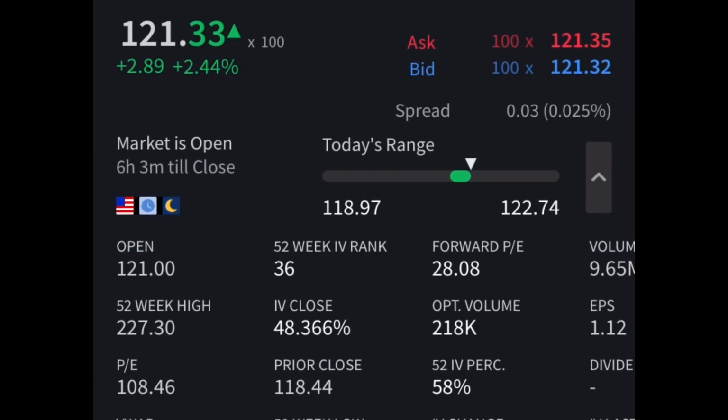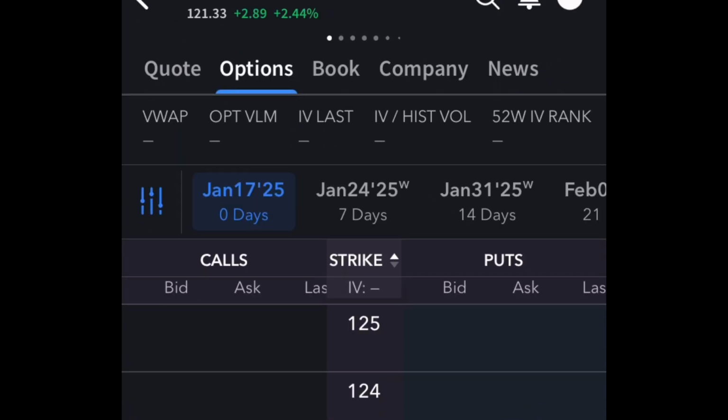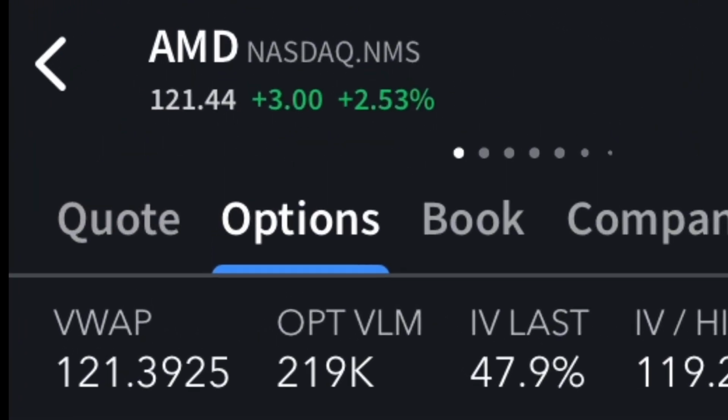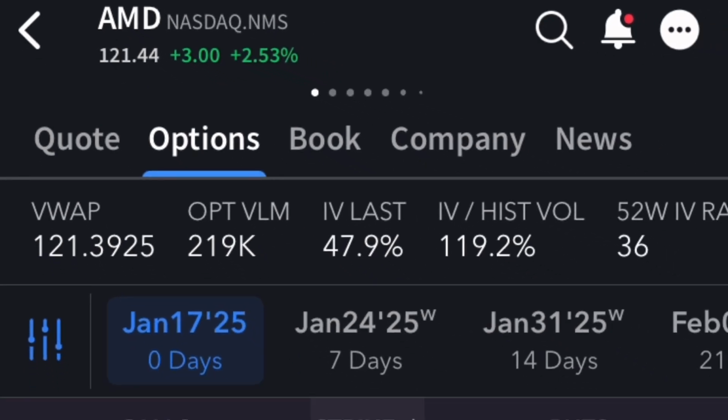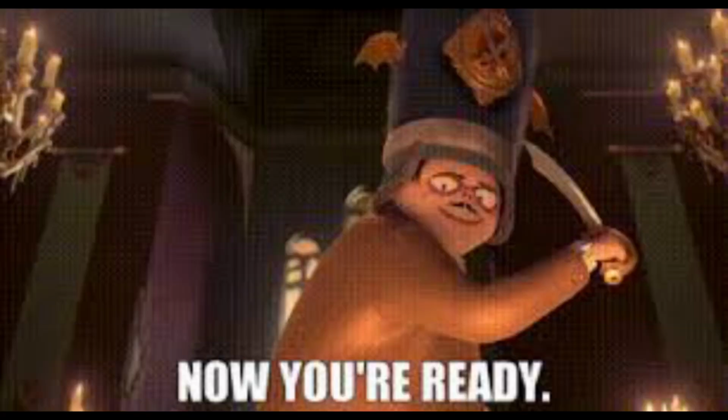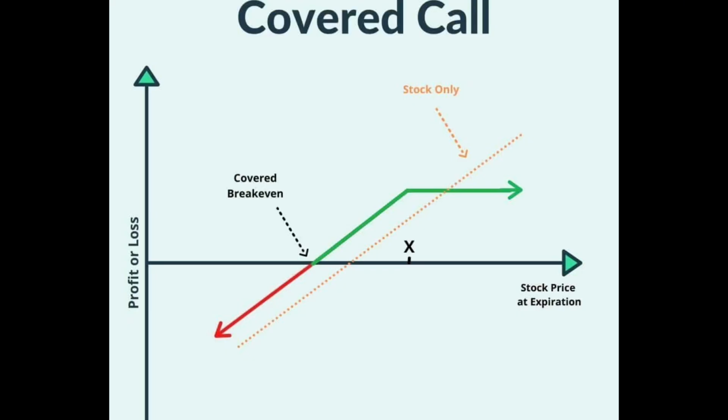So today I'll be showing you guys how I open and close some of my positions, my option positions. So starting with AMD, I recently bought this share by selling a cash secured put and it was exercised. So as you can see just now, I got 100 shares. Now that I've gotten my 100 shares, I'll sell my covered calls on them.